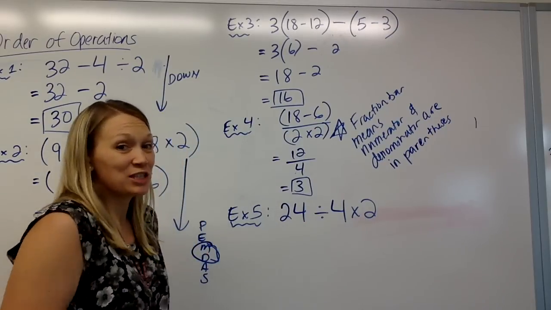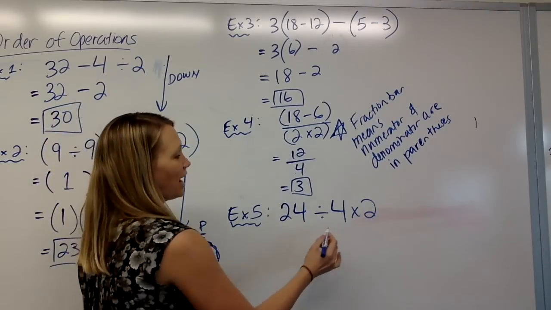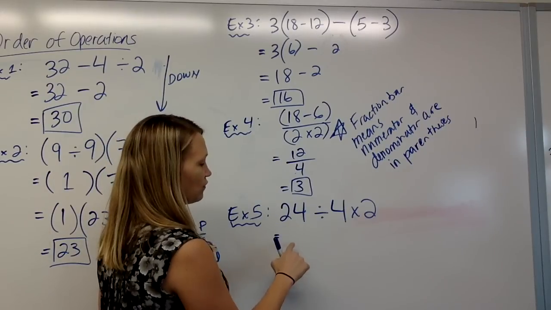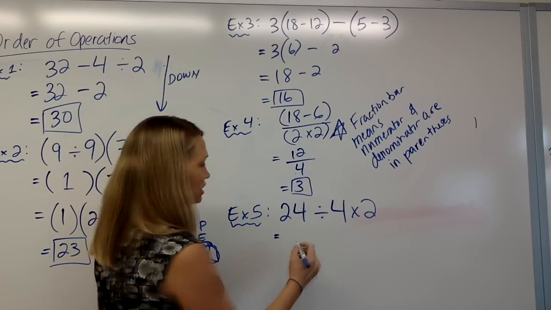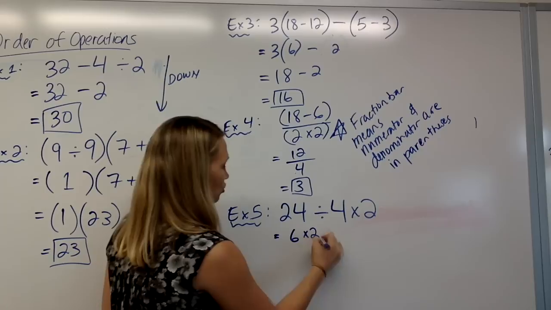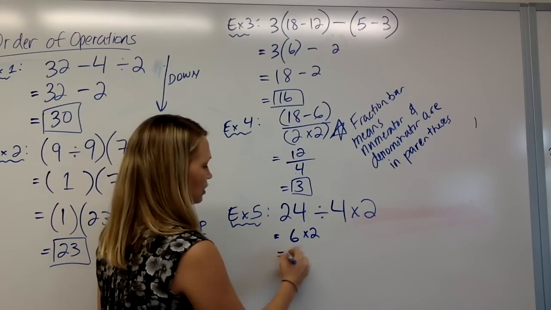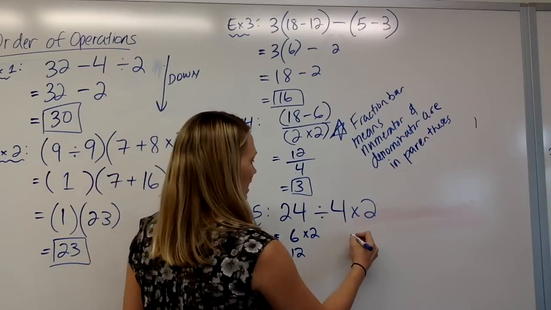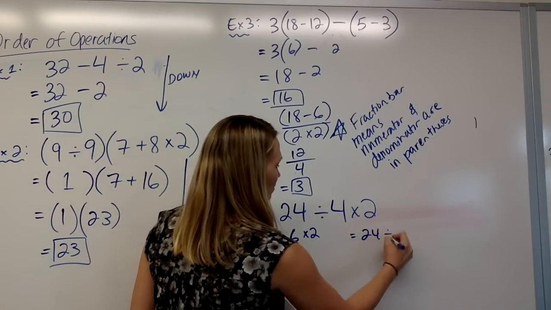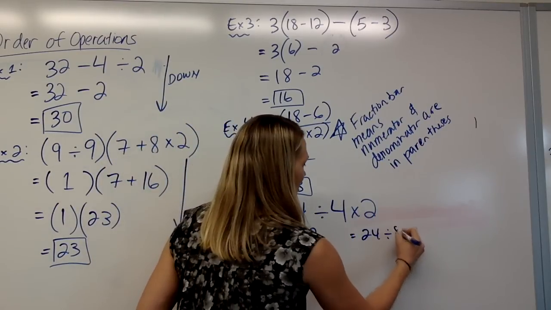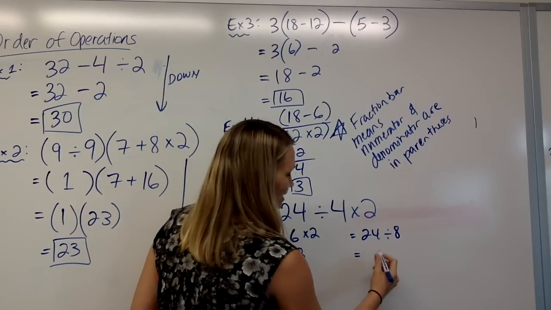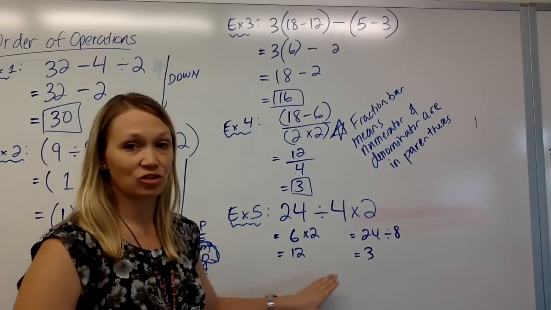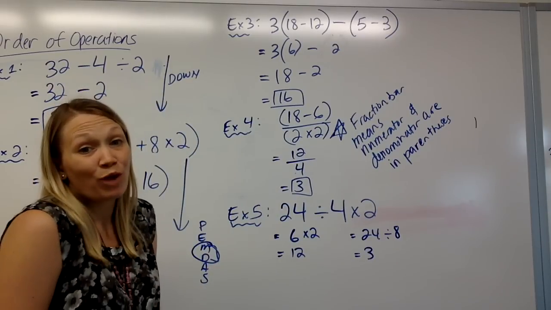So let's see what's going on here. What if I divide first? If I divide first, I'll get 24 divided by 4, which is 6. 6 times 2 will give me 12. What if I multiply first and take 24 divided by whatever this answer is? 8. What's 24 divided by 8? 3. I definitely get different answers, 12 and 3. Which one is the right one?